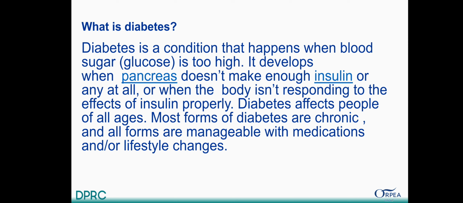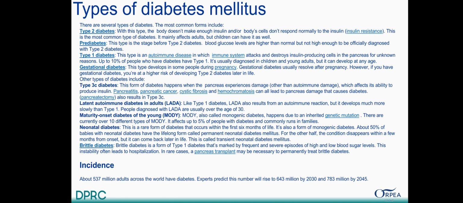What is diabetes? Diabetes is a medical condition that happens when the blood sugar becomes very high. It happens either when the pancreas doesn't produce enough insulin or doesn't produce insulin at all, or when the body tissue is not responding to the insulin in the proper way. Diabetes affects people of all ages and is a chronic medical condition, but all forms and types of diabetes can be managed with medication and lifestyle change.